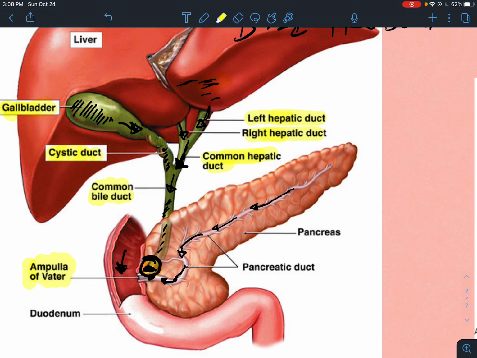The idea being that the secretions from the pancreas and the bile get to mix together in order to make one secretion which can come out of that area and meet whatever broken down food is moving down that duodenum.